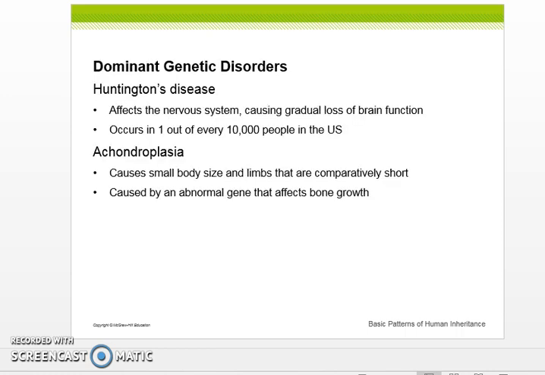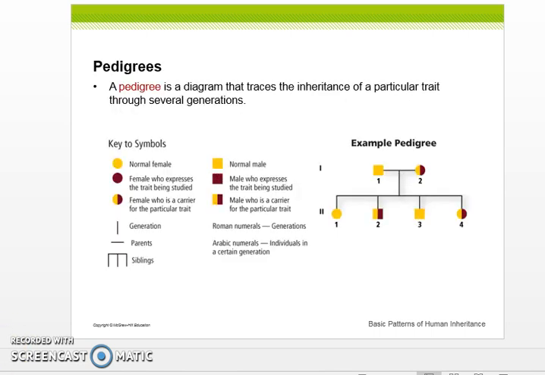A dominant genetic disorder is Huntington's disease. It affects the nervous system, causing gradual loss of brain function. It occurs in 1 out of every 10,000 people in the United States. Achondroplasia causes small body size and limbs that are comparatively short. It's also caused by an abnormal gene that can affect bone growth. In your online textbook, there are several interactive tables. Make sure you're using them and practicing them because this is all on the test.